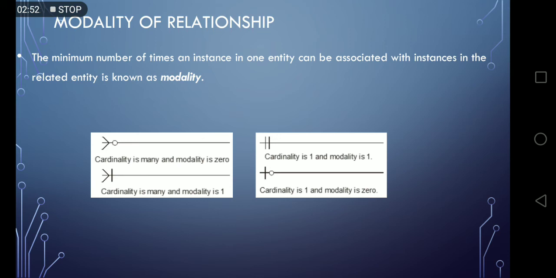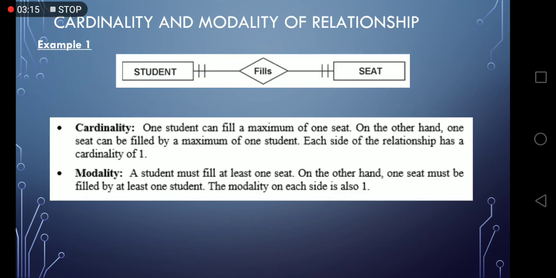As in this figure, you can see cardinality is many and modality is 0. Cardinality is many and modality is 1. Cardinality is 1 and modality is also 1. Cardinality is 1 and modality is 0. Example of cardinality and modality.